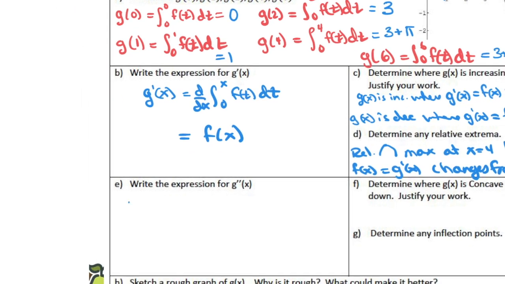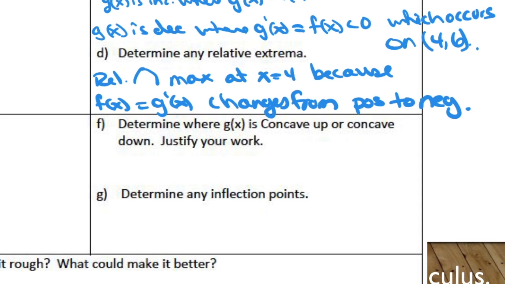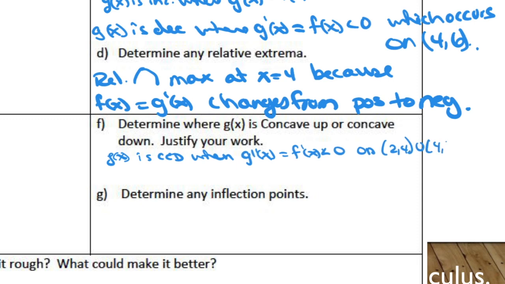Write an expression for g double prime of x. So g double prime of x is going to be the derivative of f of x, which is f prime of x. Now, if we want to determine where g of x is concave up or concave down, we will know that g of x is concave down when g double prime of x, which equals f prime of x, is less than 0. And this occurs on (2, 4), as well as (4, 6).